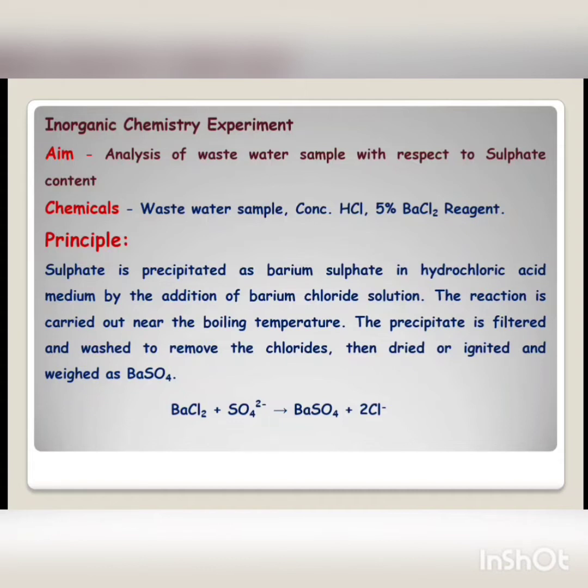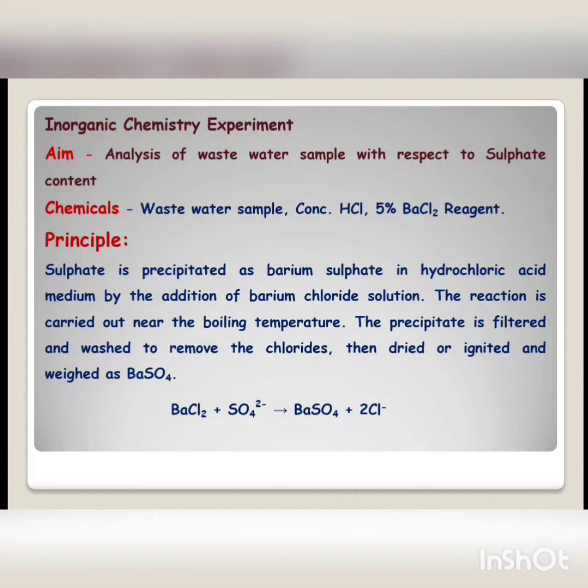with respect to sulphate content. That is, how many sulphate ions are present in the wastewater sample that we are going to estimate. The chemicals required for this experiment are the wastewater sample, from which we have to determine the sulphate content, then concentrated HCl and 5% barium chloride reagent.